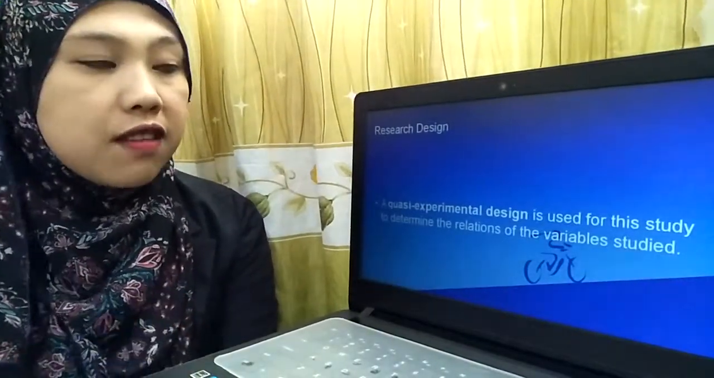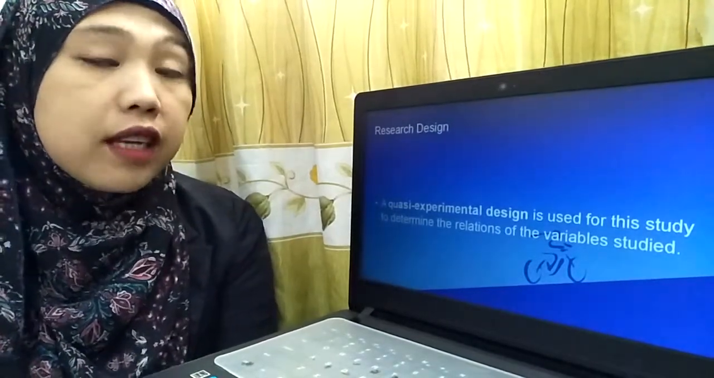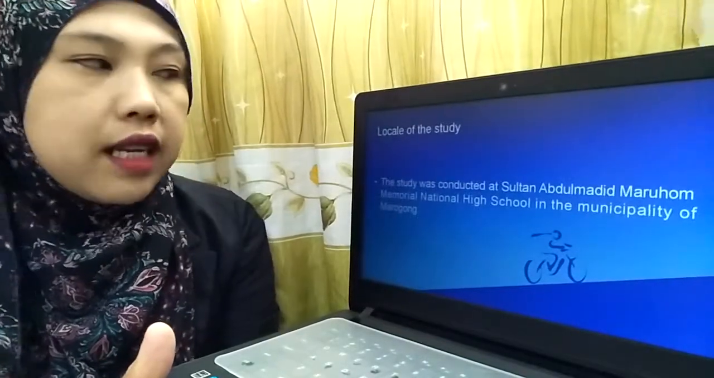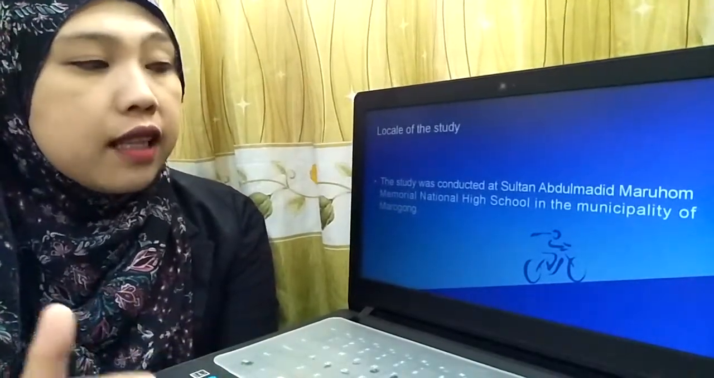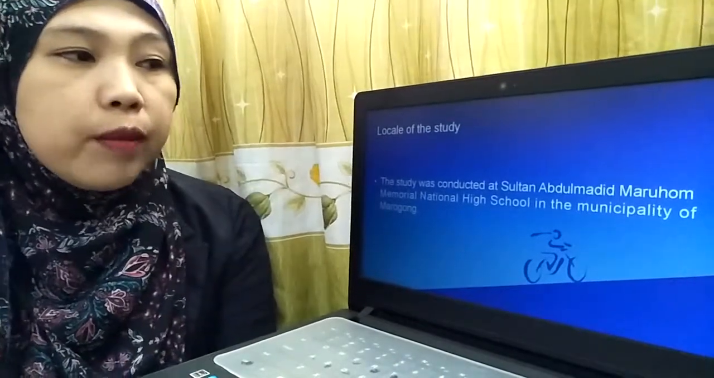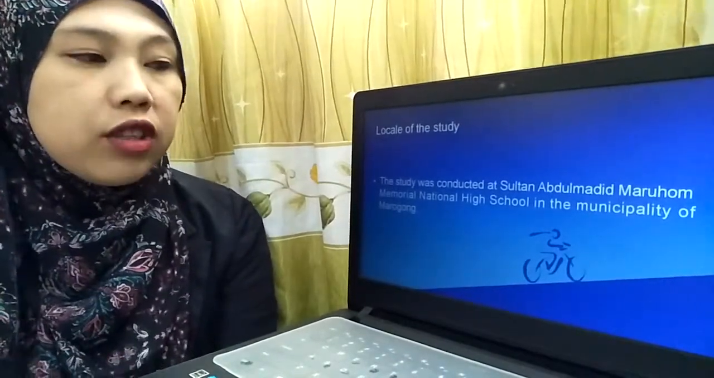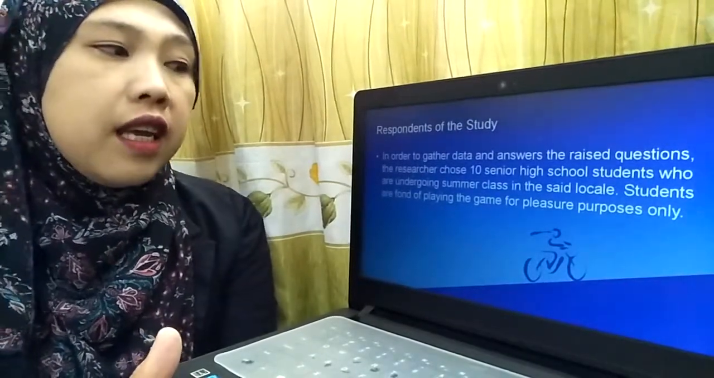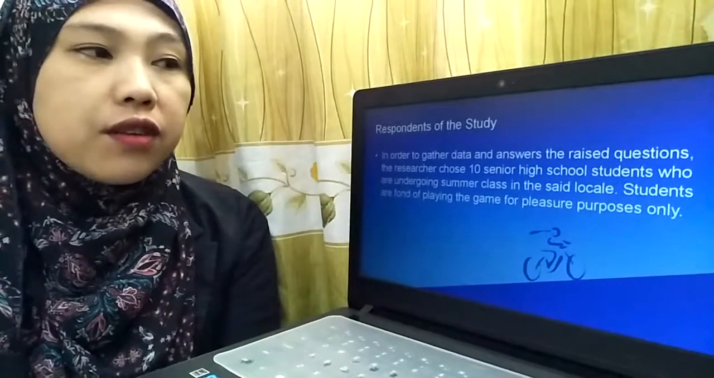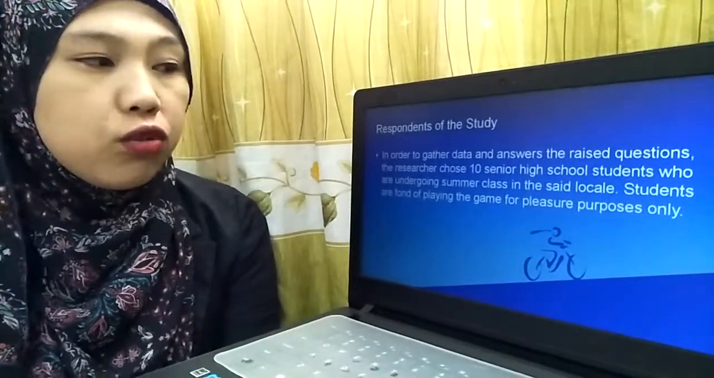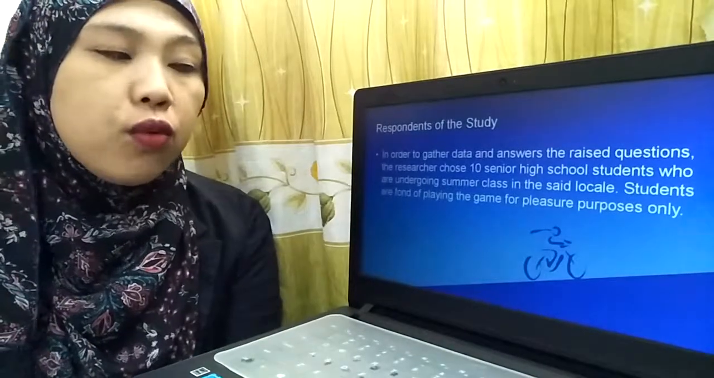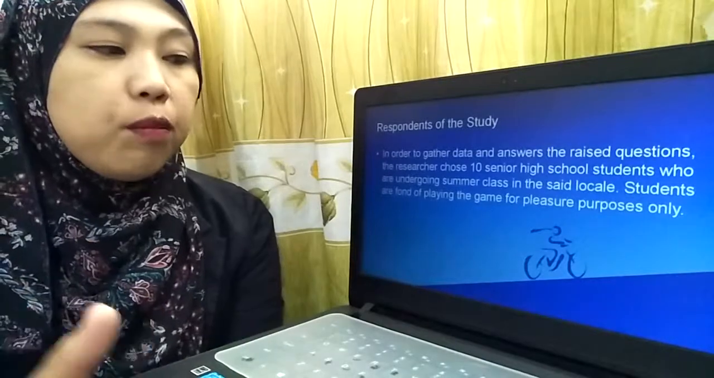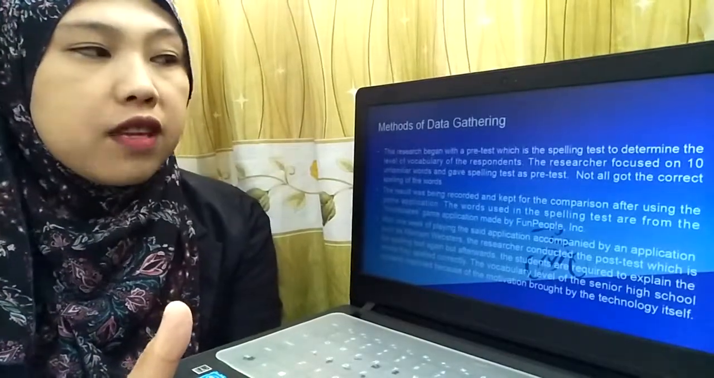Now, as for the research design, a quasi-experimental design is used for this study to determine the relations of the variables studied. As for the locale, the study was conducted at Sultan Abdul Majid Marhum Memorial National High School in the municipality of Marugong. As for the respondents, in order to gather data and answer the raised questions, the researcher chose 10 senior high school students who are undergoing summer class in the said locale. Students are fond of playing the game for pleasure purposes only.